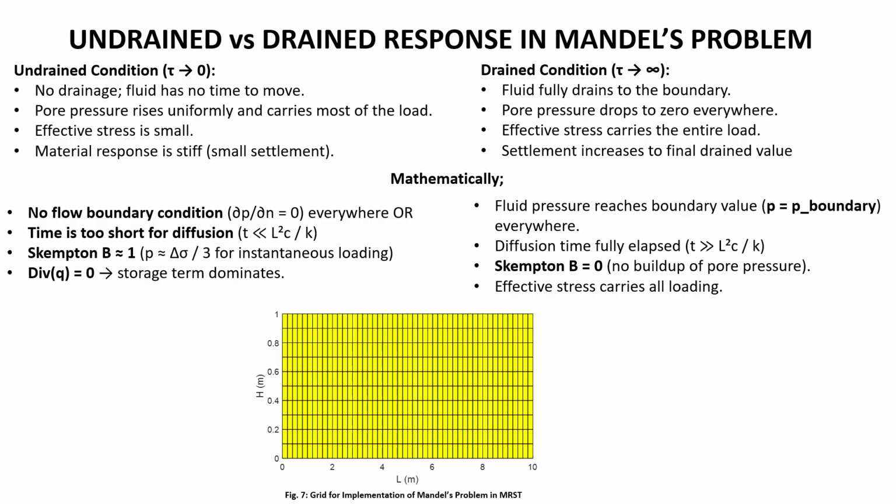In figure 7, you're now looking at the spatial grid which we used in MRST to implement Mandel's problem, which is a rectangular domain 10 meters wide and 1 meter high. I discretized it into a fine mesh to accurately capture both the short-term undrained response and the long-term response. This is the actual grid used in our simulation, and in the next slide we'll look at the results to see these responses as they develop in practice.